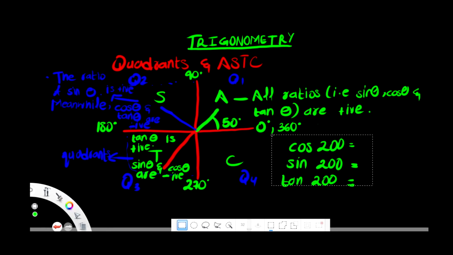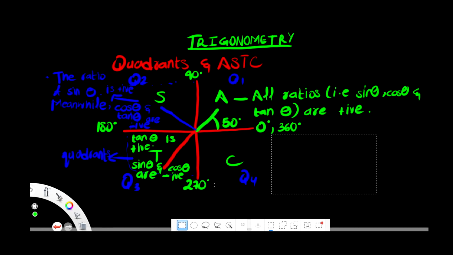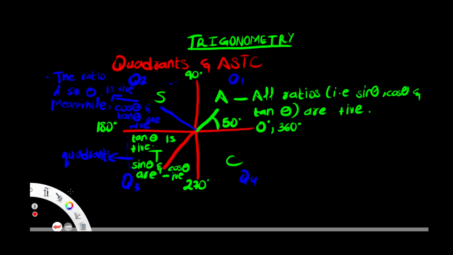And finally, we are going to calculate the fourth quadrant where cos is positive. So here cos theta is positive, while sine and tan theta are not. So sine theta and tan theta are negative.